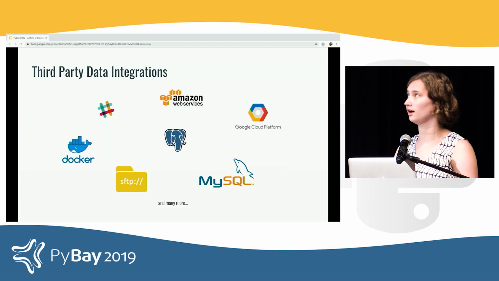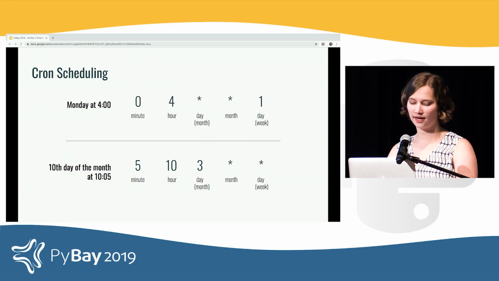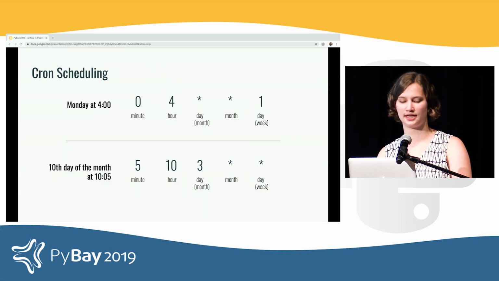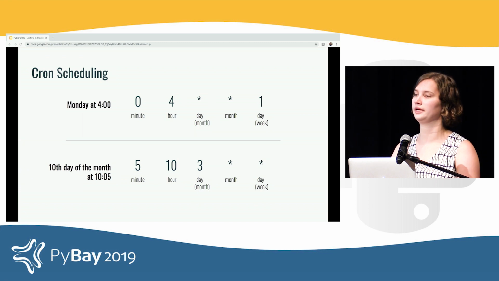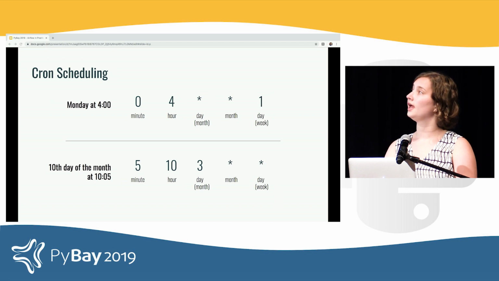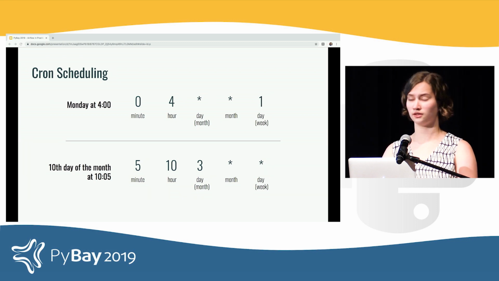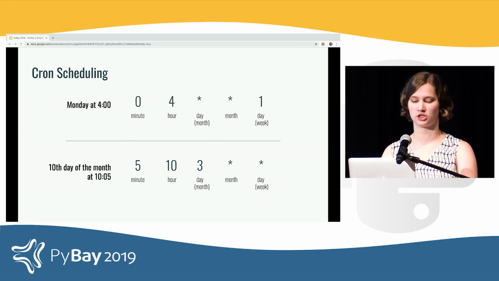And this is just a few of the third-party data integrations that already exist, many more, so definitely check out the Airflow repo. And then one other thing to highlight is the Cron scheduling. Before, when I introduced Cron and said that Airflow expanded upon Cron, one thing that Airflow kept was how extensible Cron scheduling is. So in the first example, 0 4 * * 1 means the DAG will run Monday at 4 o'clock, and that will happen every month because the month is a star.